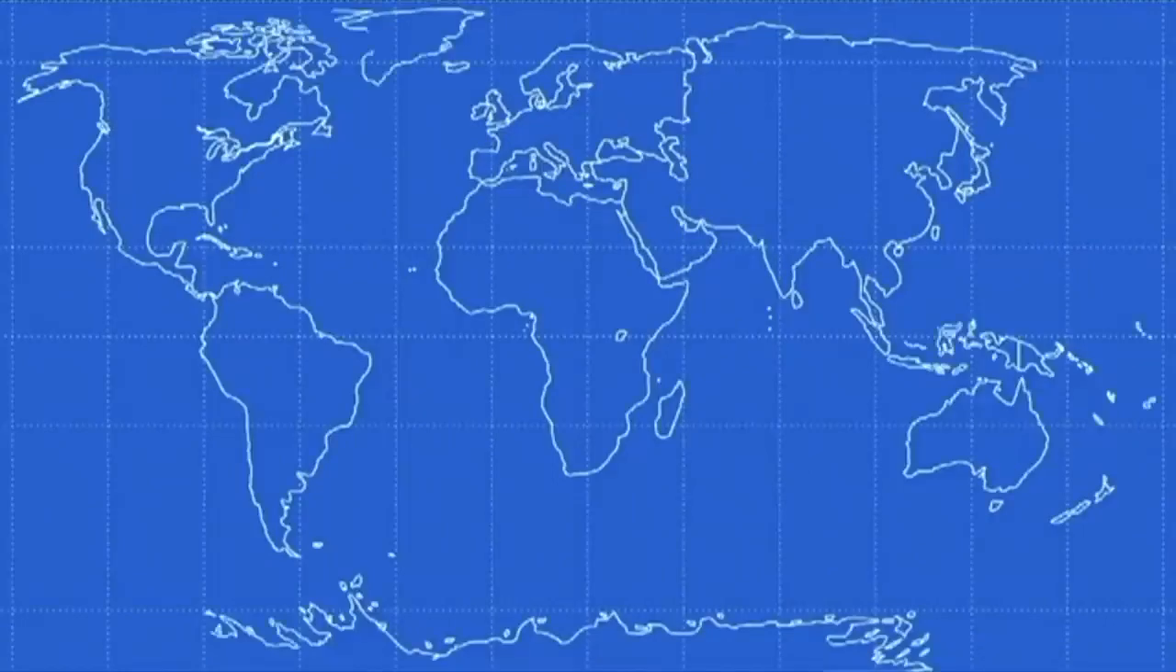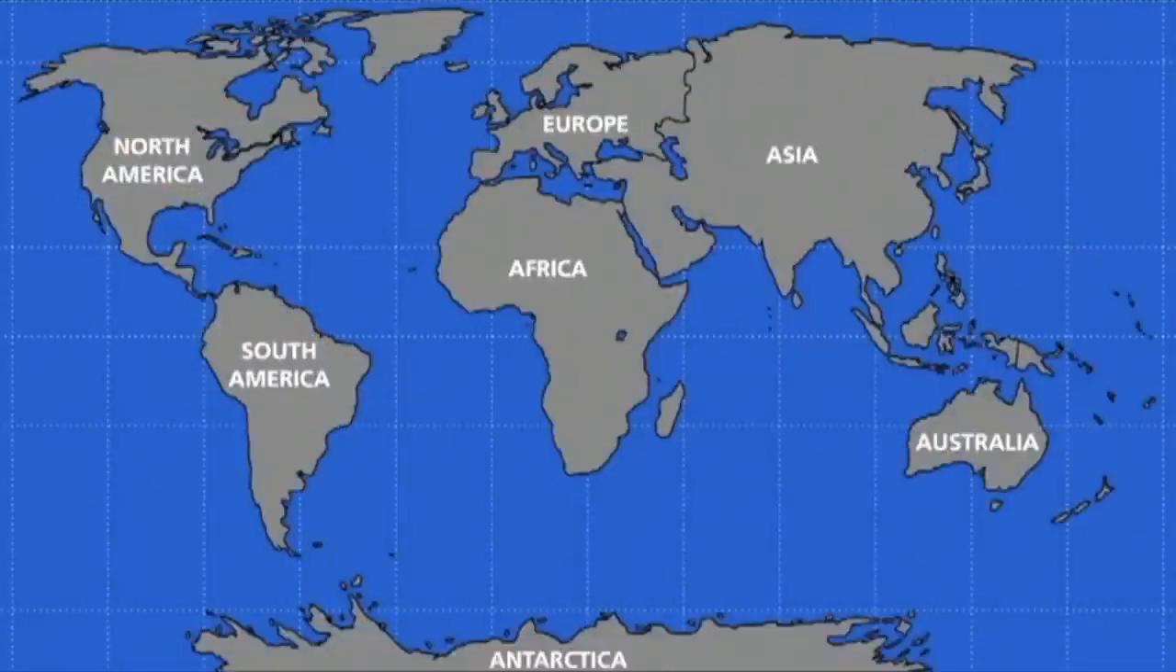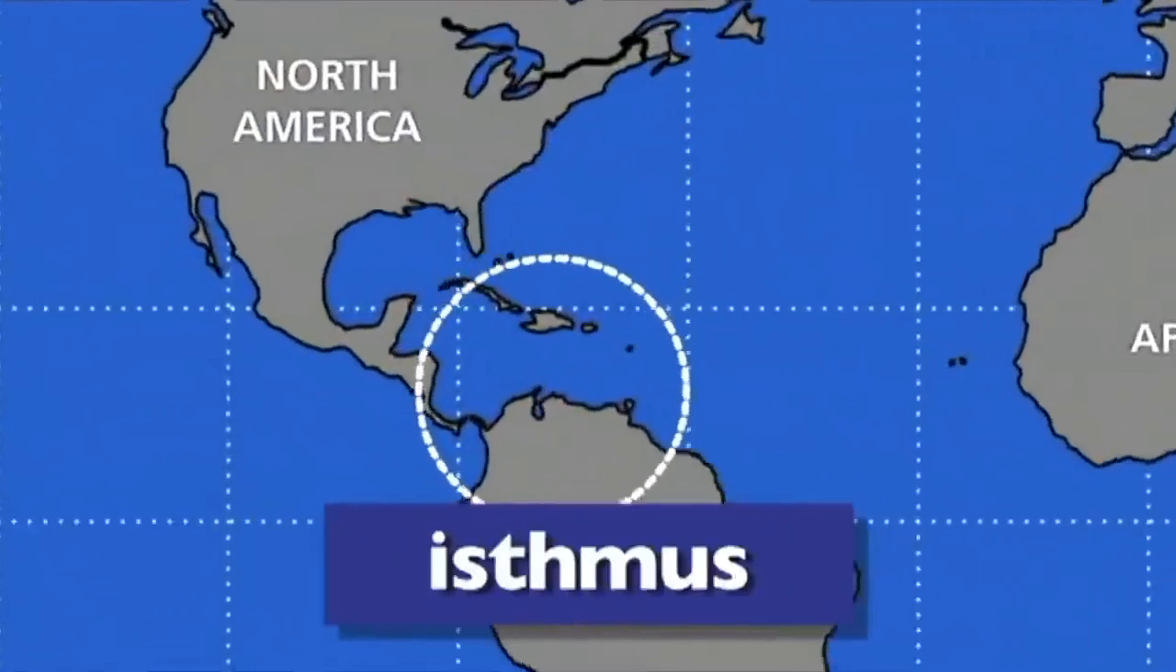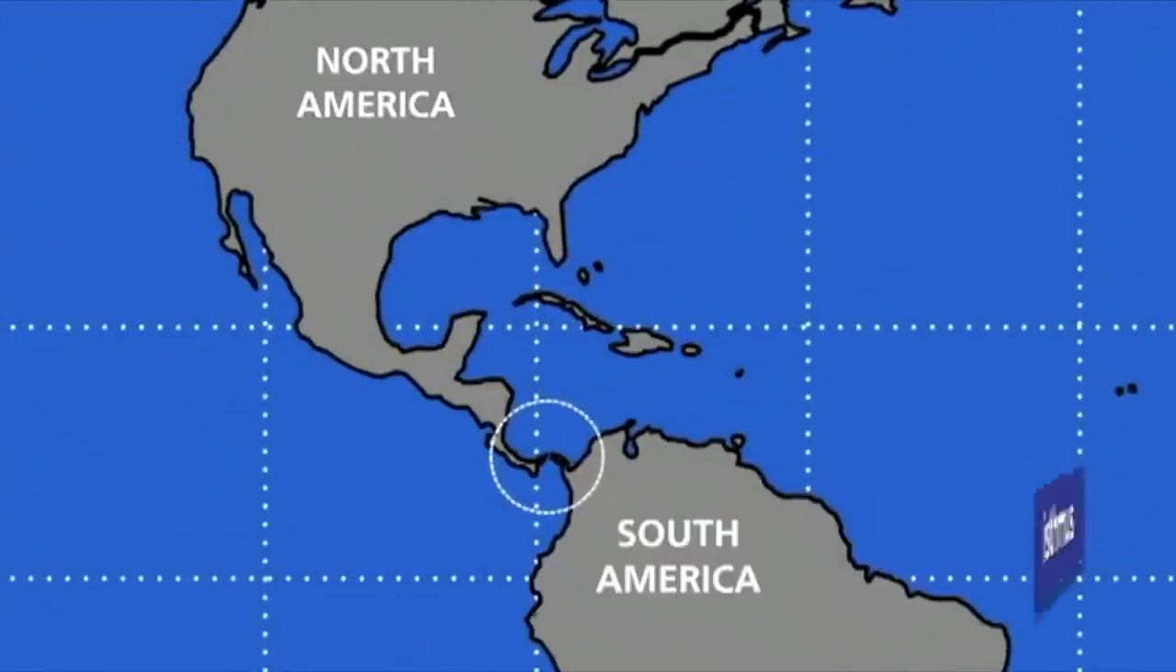Land that connects 2 larger pieces of land and is surrounded on 2 sides by water is called an isthmus. This is the Isthmus of Panama.